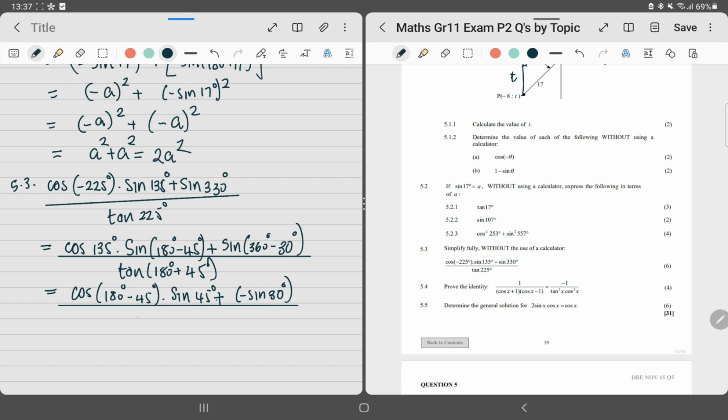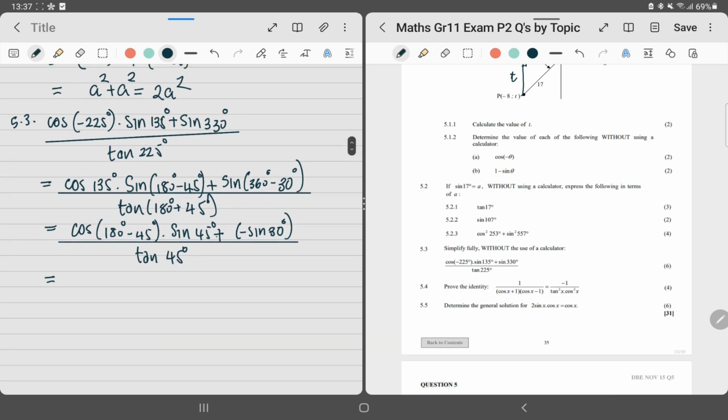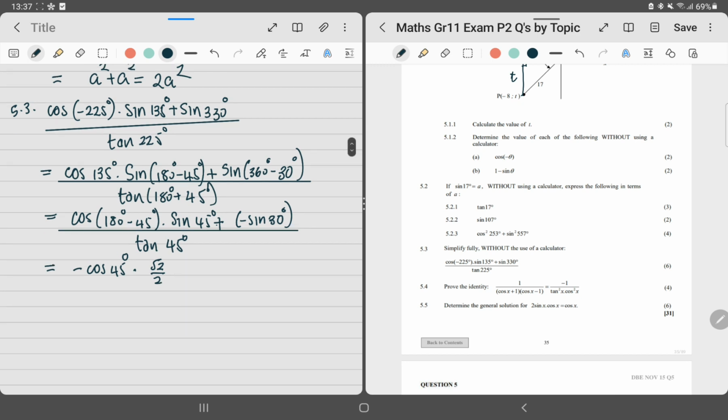Tan of 180 plus is in the third quadrant. In the third quadrant, tan is positive. 180 minus is in the second quadrant, where cos is negative. Sine of 45 is square root 2 over 2. So that's going to be a minus half. And then tan 45 is equal to 1.